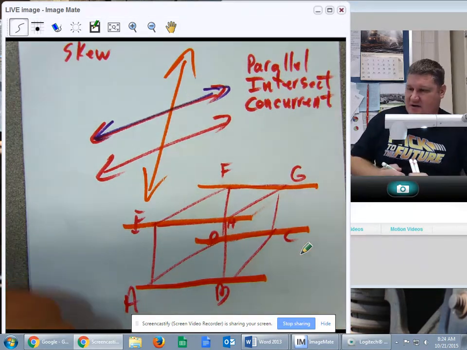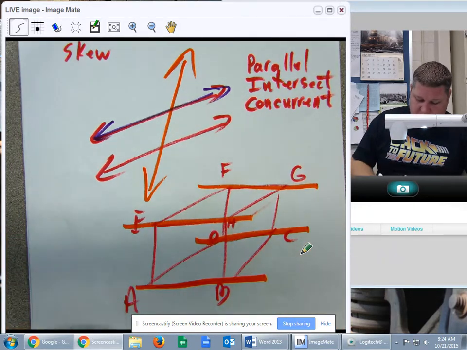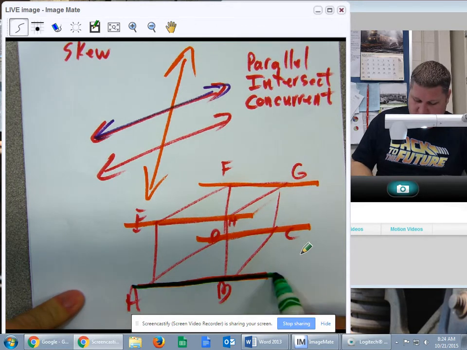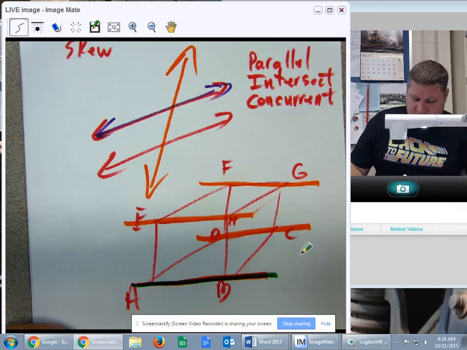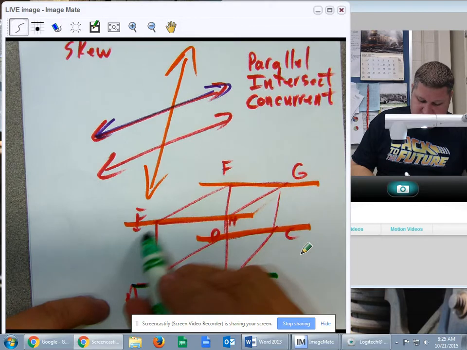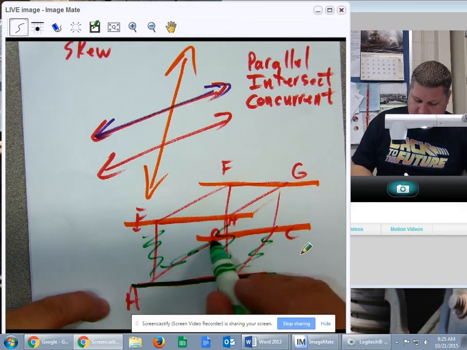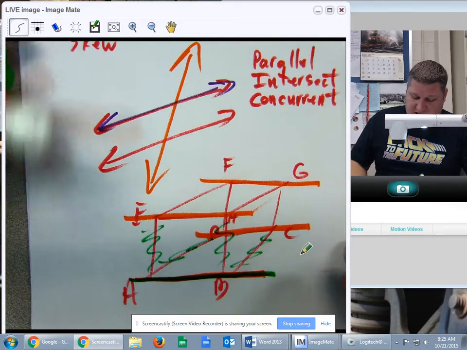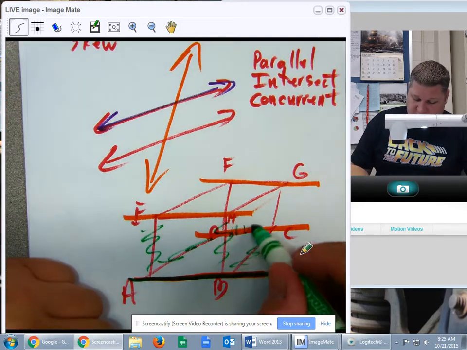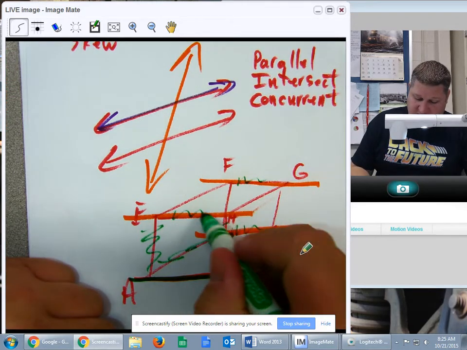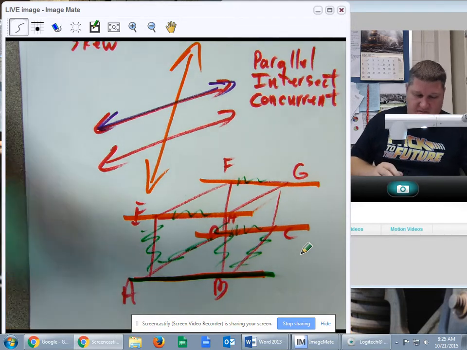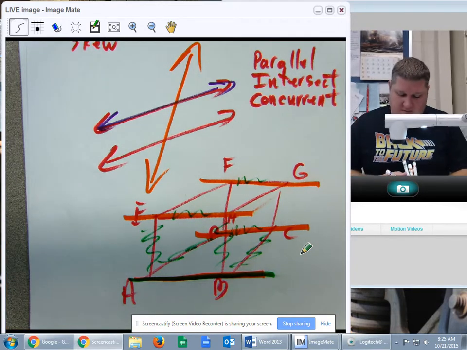What we want to talk about is skew. What line is skew to AB? Well, it's going to be a line that doesn't intersect. So that's out, that's out, that's out, and that's out. It can't be parallel. So that's out, and that's out. So it can't be intersecting and it can't be parallel.